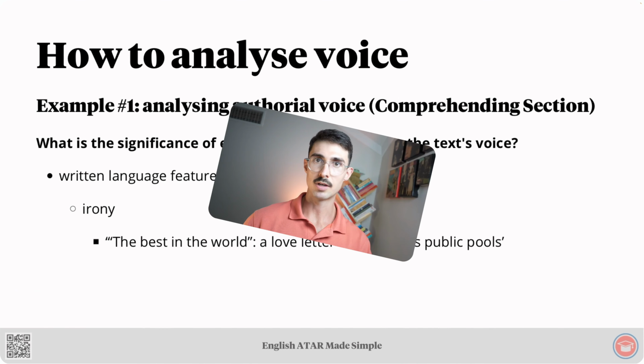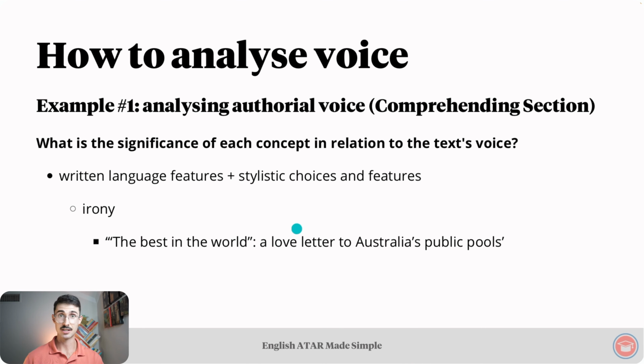We have some irony. Irony refers to the expression of the meaning of language that normally refers to the opposite of that meaning. For instance, here we have the title of the memoir, The Best in the World, a love letter to Australia's public pools. The words best and love imply that the text will depict Australian public pools in a favourable light. That's what the meaning of those words suggests, but in actual fact, the text doesn't really depict those pools in a favourable light. These words end up having the opposite meaning.